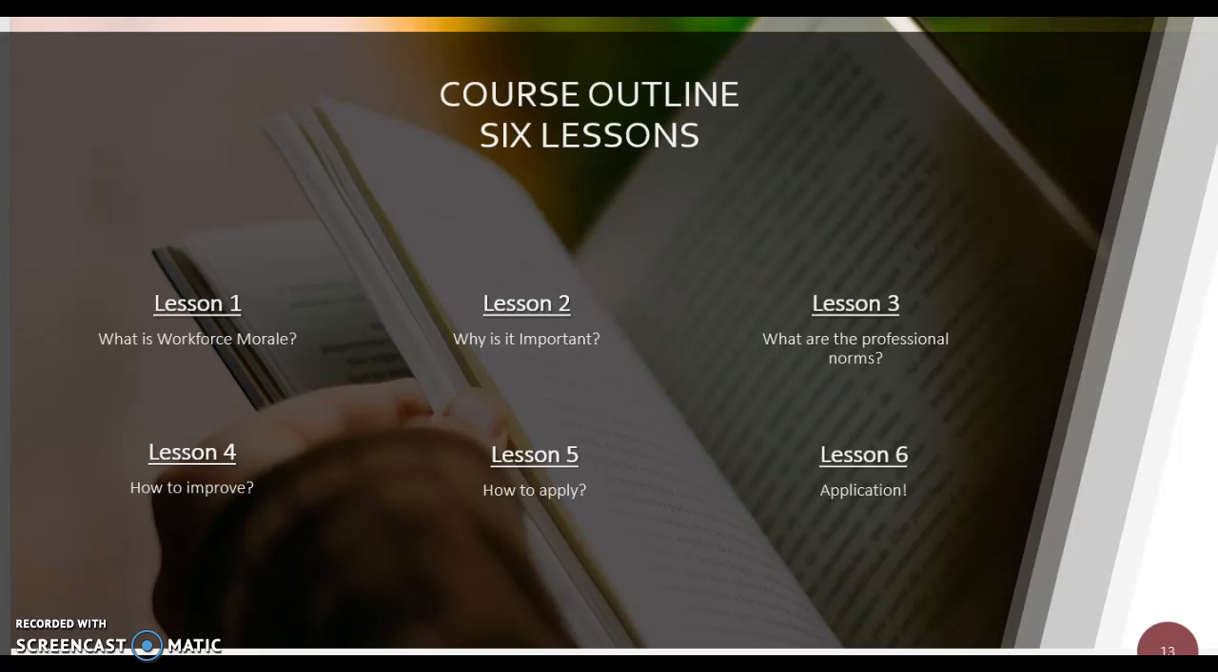Lesson 5, how to apply those. So you look at what's normal, how to improve it, and then, well, if we want to improve it, we have to find a way to apply it. So how do we apply it? Each lesson would list ways of how to apply those into the work field. And lesson 6, of course, will be actual application. What the employer learned, he or she would take that back to their workplace environment in order to apply those to their workplace environment.